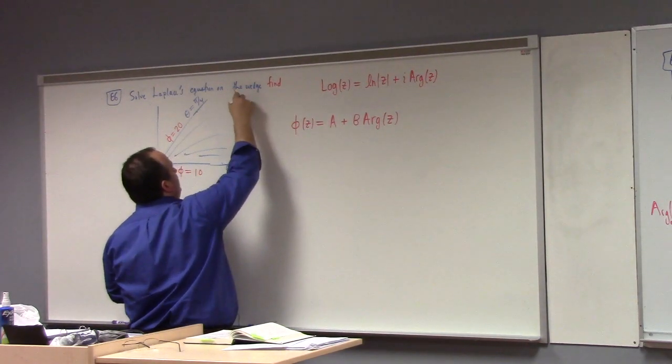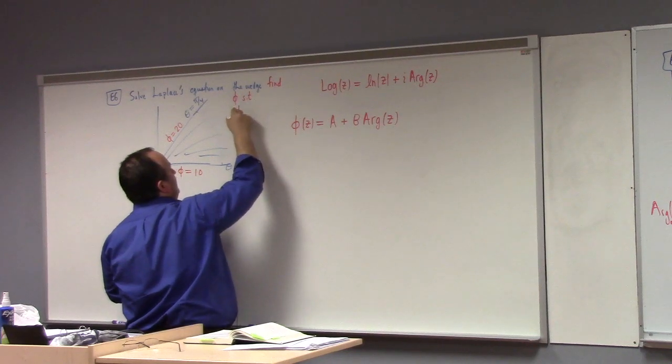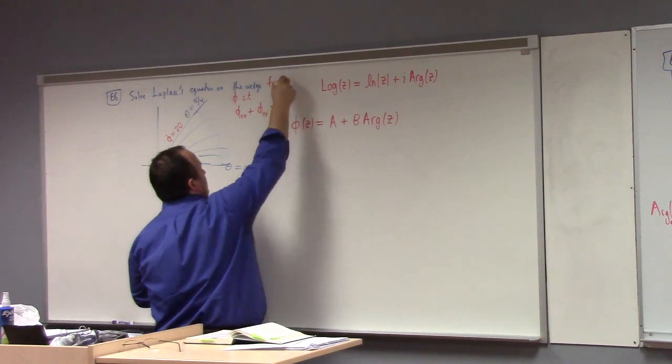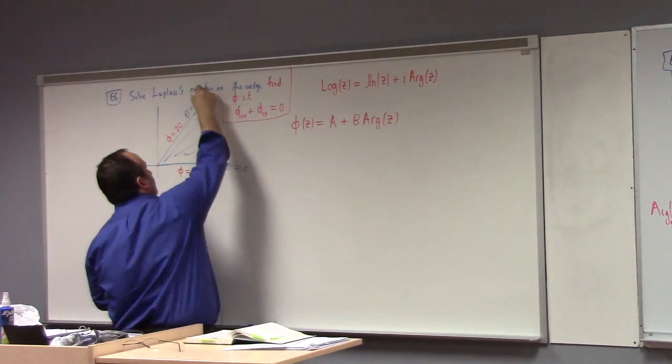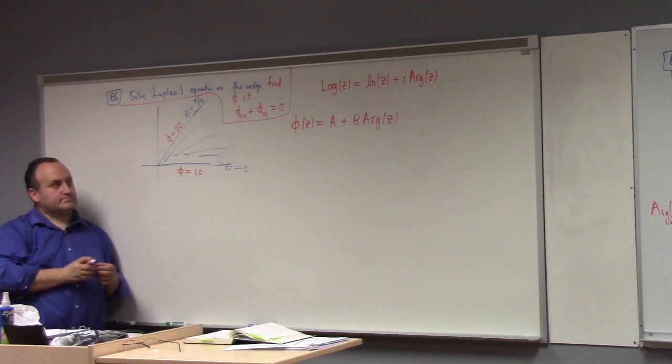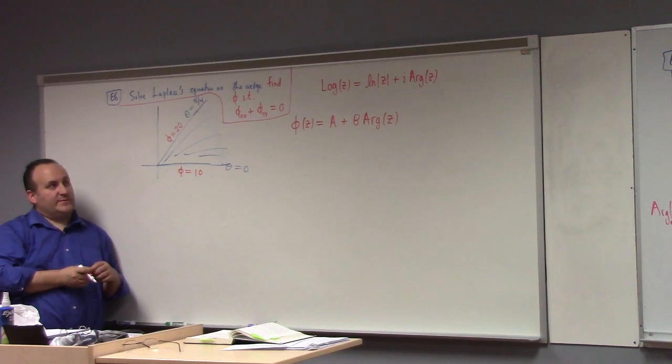Find phi such that phi xx plus phi yy equals 0. So I conjecture that that's a reasonable guess because we know that the argument is a solution. And we know that the argument's constant on rays from the origin.